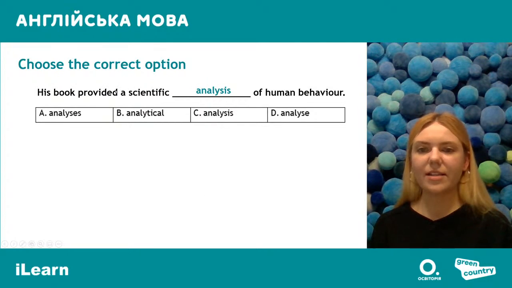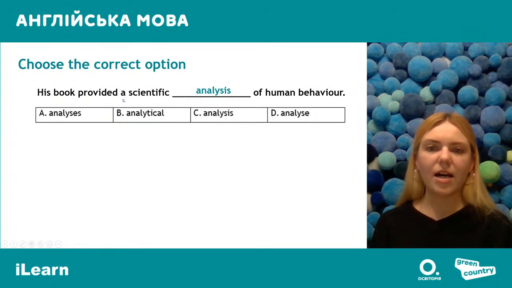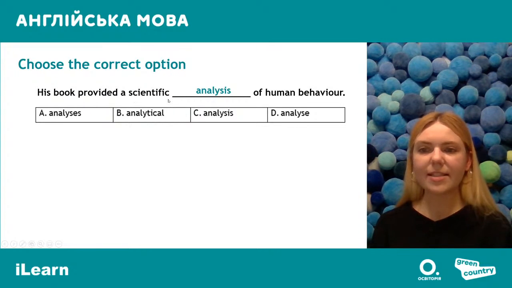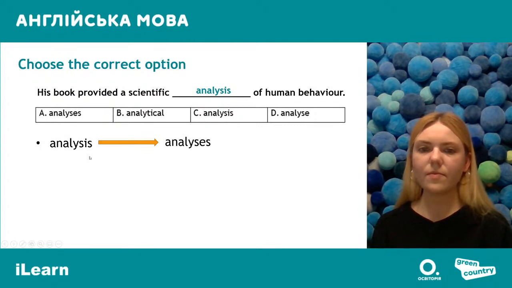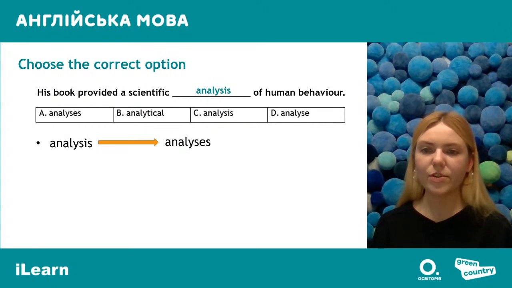So we have the article a before the gap. So we understand that we need a singular noun, and it must be countable. And analysis with I is a singular noun. Let's remember that analysis with I is singular, це однина. If we use analyses with E, it will be plural. Тобто analysis з I однина, analyses з E множина.